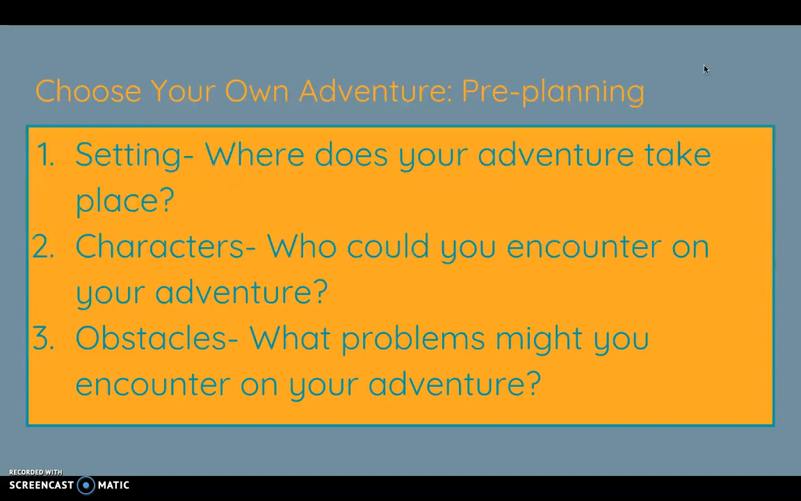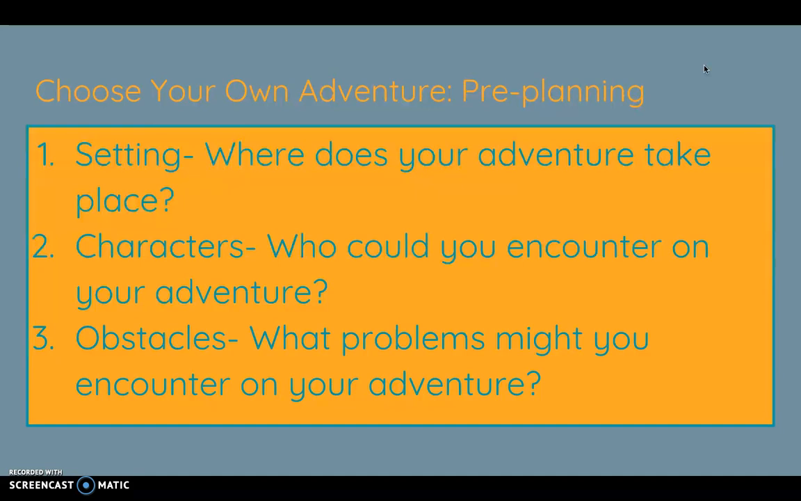And then what are the obstacles that they might face in their setting with these characters? What are the problems they're going to encounter? And it's these obstacles that your choices are going to come from. You run into a group of Martians. Do you run away from them? Do you try to befriend them? Okay, so they need to come up with a list of potential problems or obstacles.